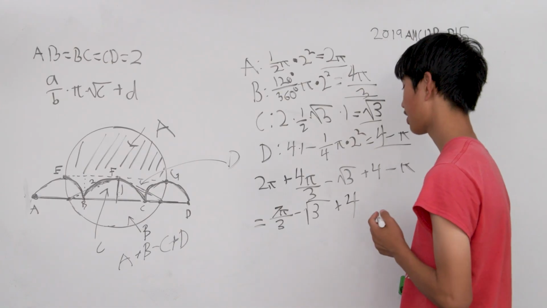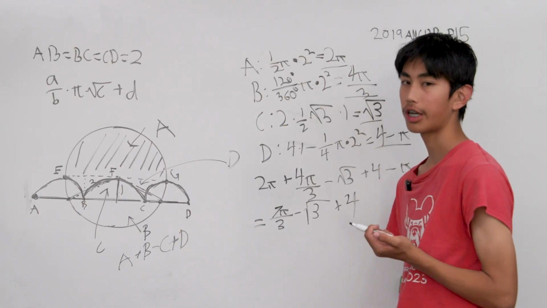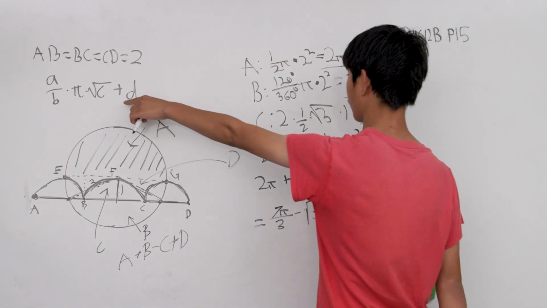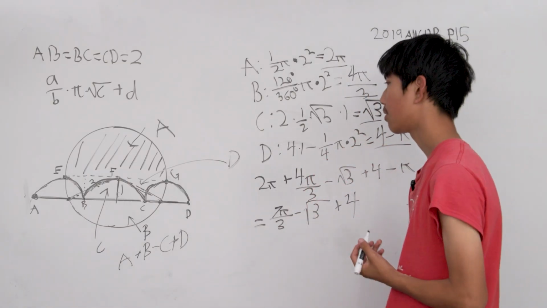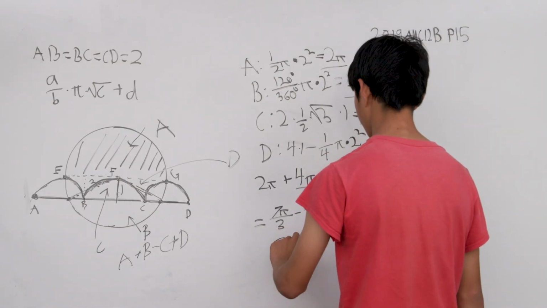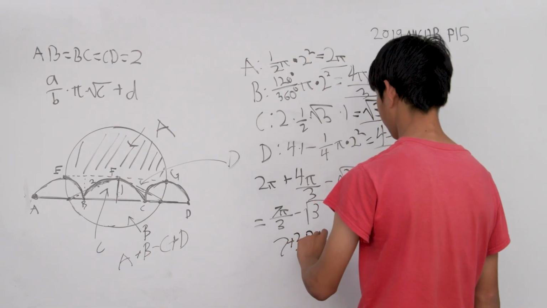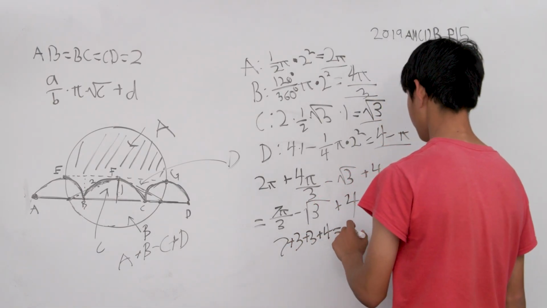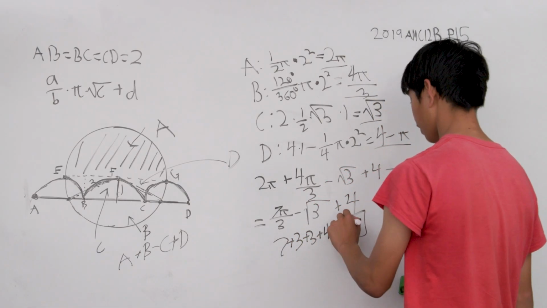So we've now expressed the area of the unshaded region in this form. Then we can add A, B, C, and D. So 7 plus 3 plus 3 plus 4 is 17, and that's our answer for this problem.